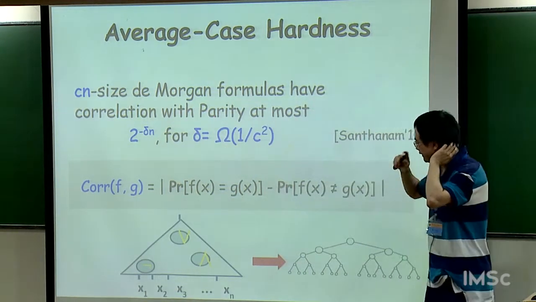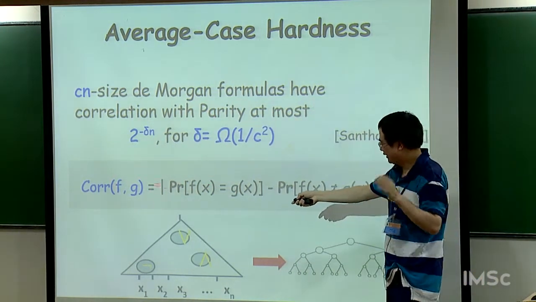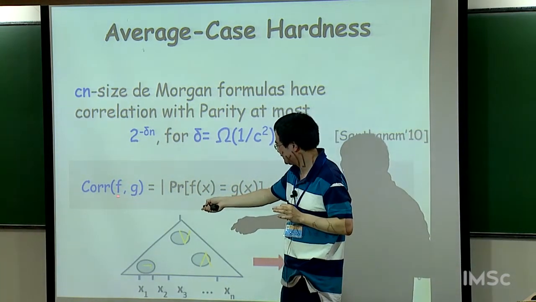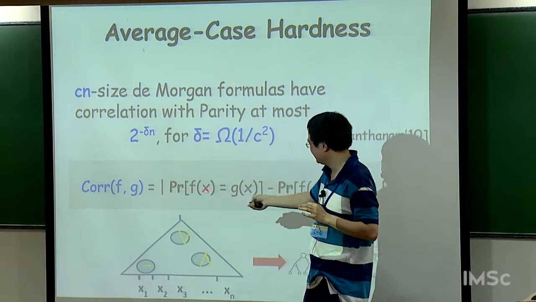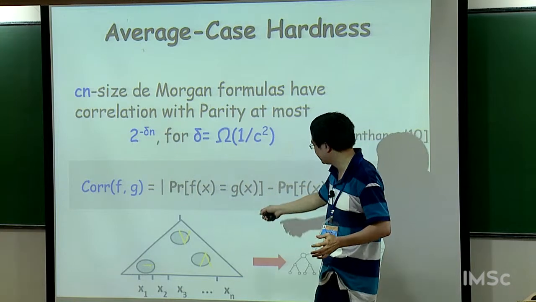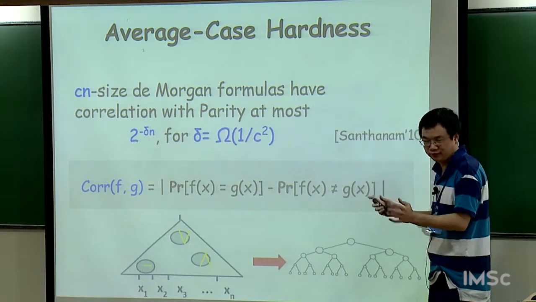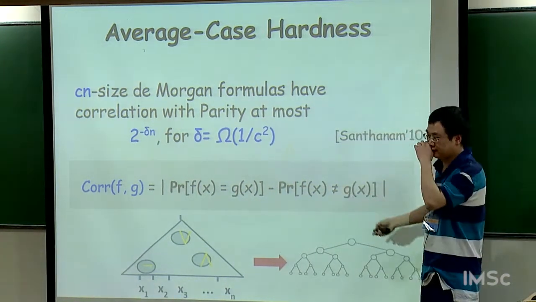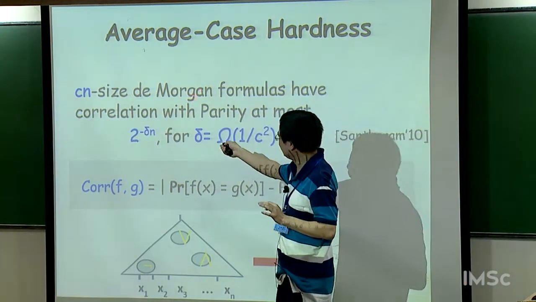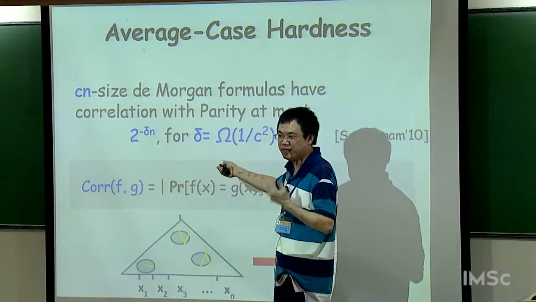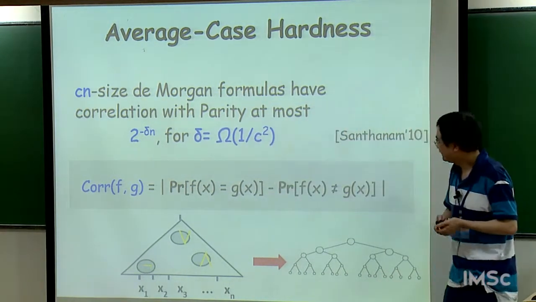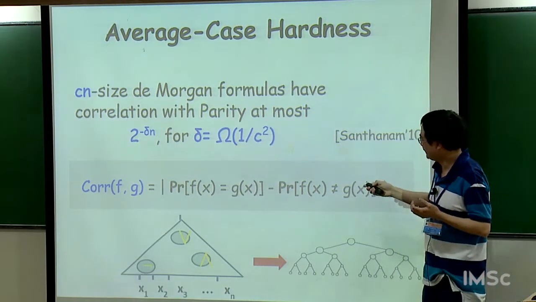So here I'm defining the correlation of two functions like this. Given two Boolean functions f and g, the correlation is the fraction of inputs where the two functions agree with each other minus the fraction of inputs where they disagree. So this means that linear size De Morgan formula is quite weak. It cannot approximate parity very well. So this gives an average case hardness result.